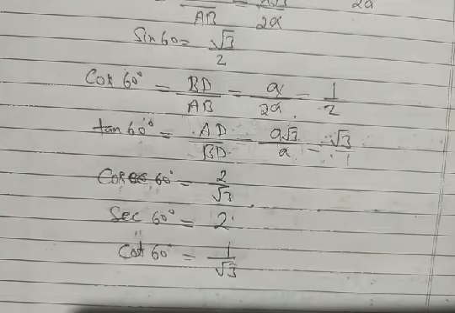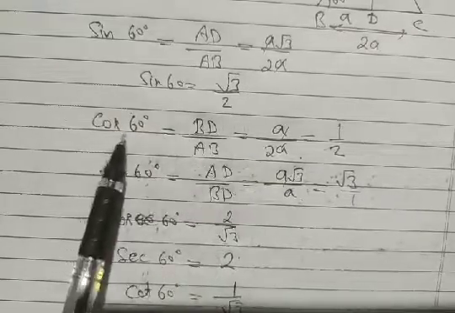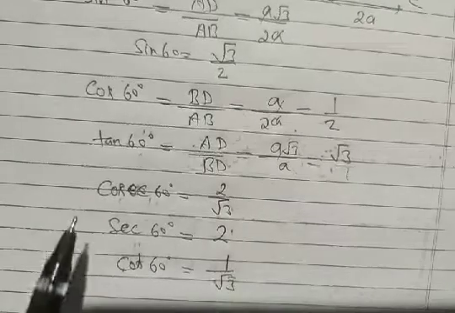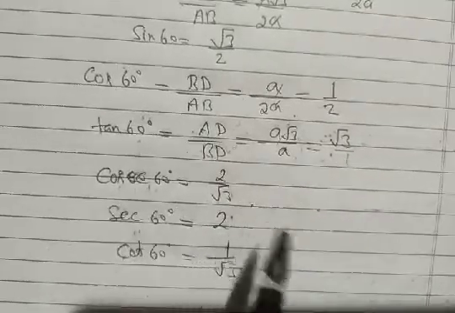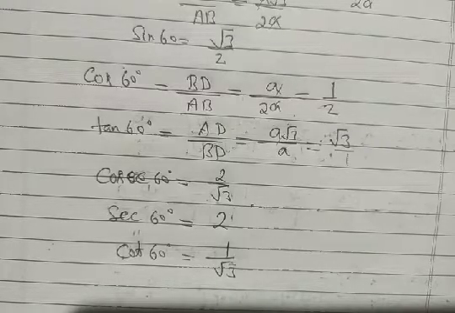Now we get all the T ratios of 60 degrees. The value of sin 60 is root 3 by 2. The value of cos 60 is 1 by 2. The value of tan 60 is root 3. The value of cosec 60 is 2 upon root 3. The value of sec 60 is 2. And the value of cot 60 is what? 1 by root 3.